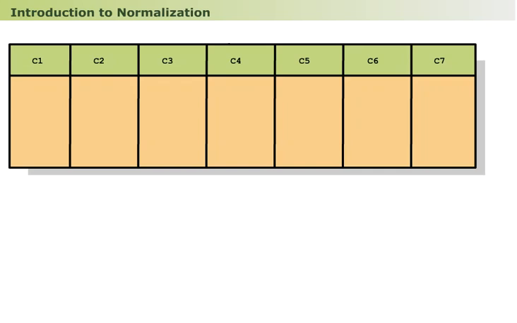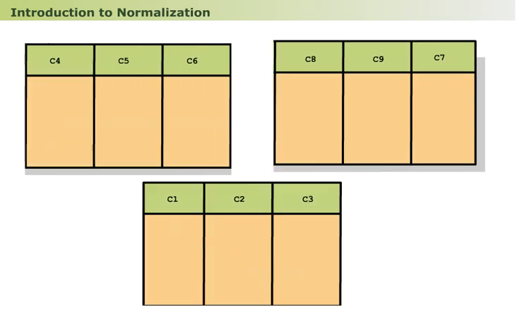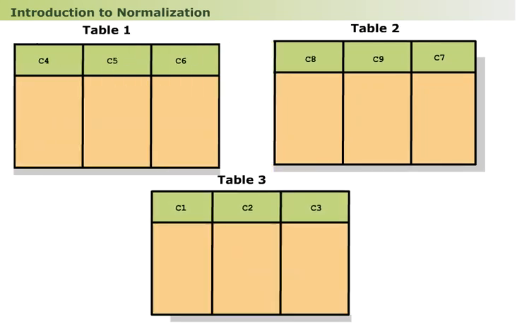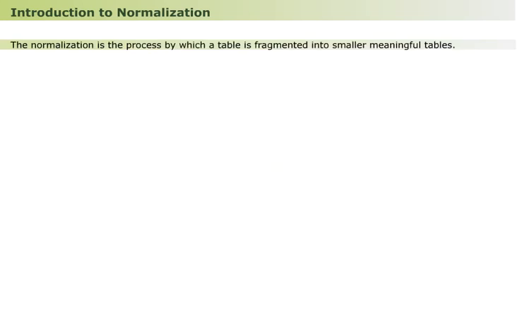Introduction to Normalization. Dear learners, as you know, a database is an integrated collection of data. The large tables need meaningful subdivision into smaller tables. These small tables are easy to administer and control for efficient processing and storage. Normalization is the process by which a table is split into smaller meaningful tables.